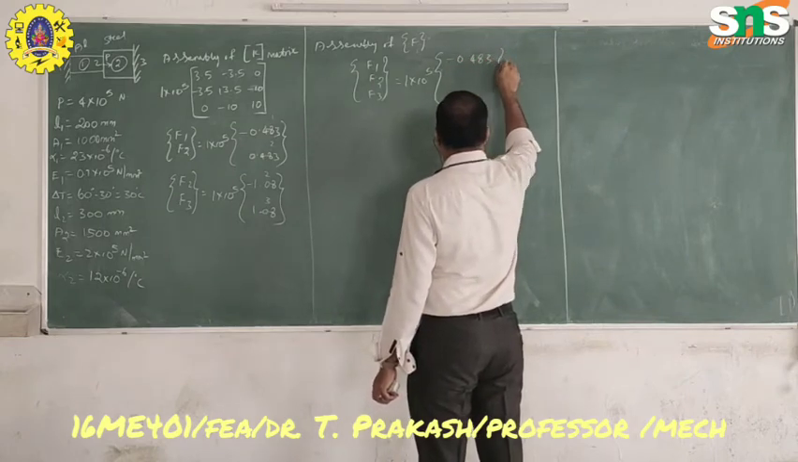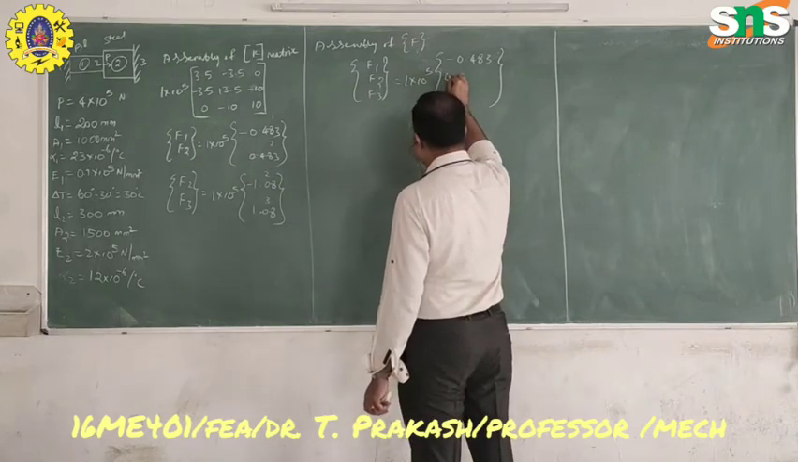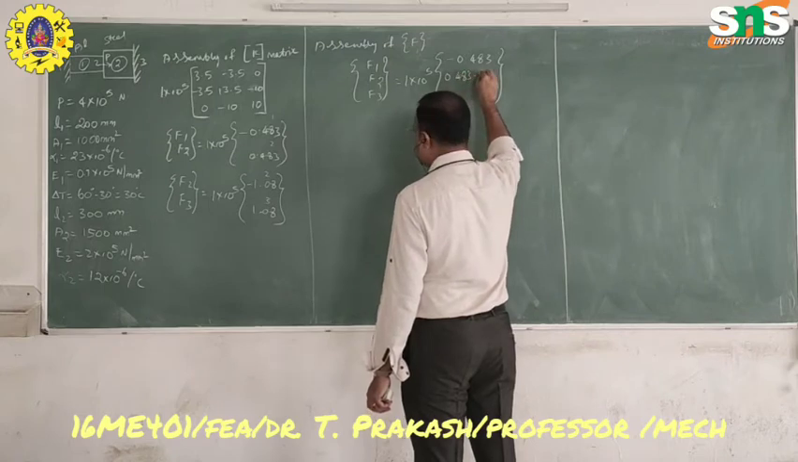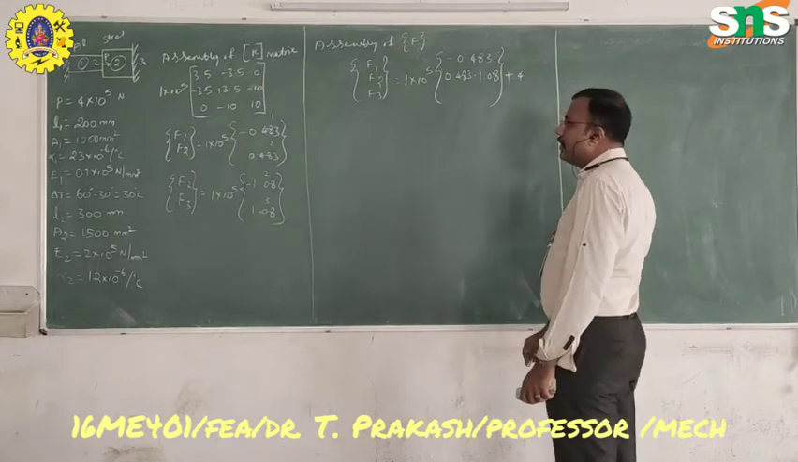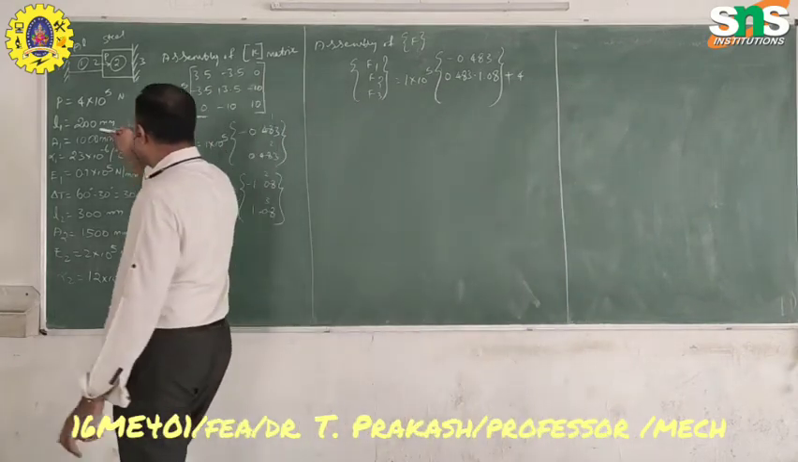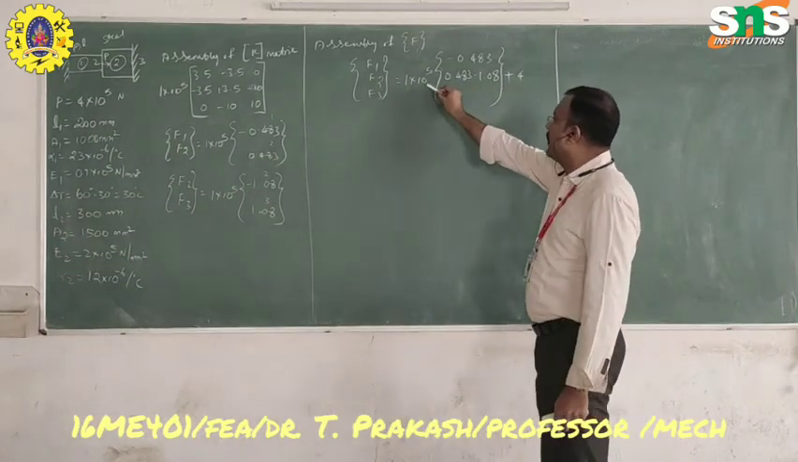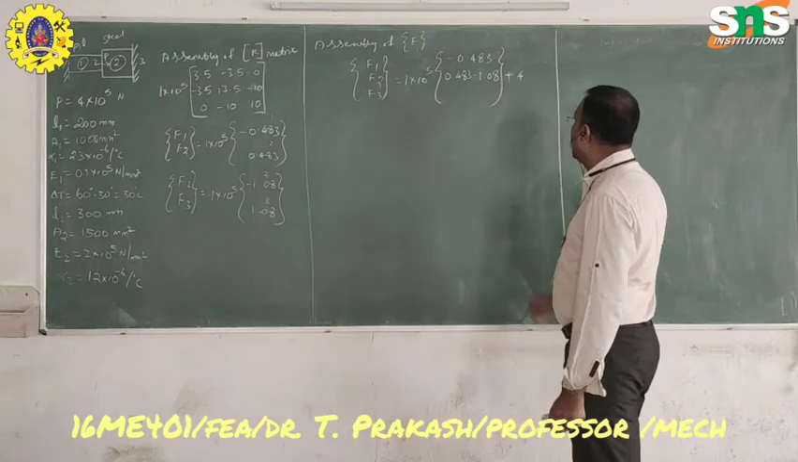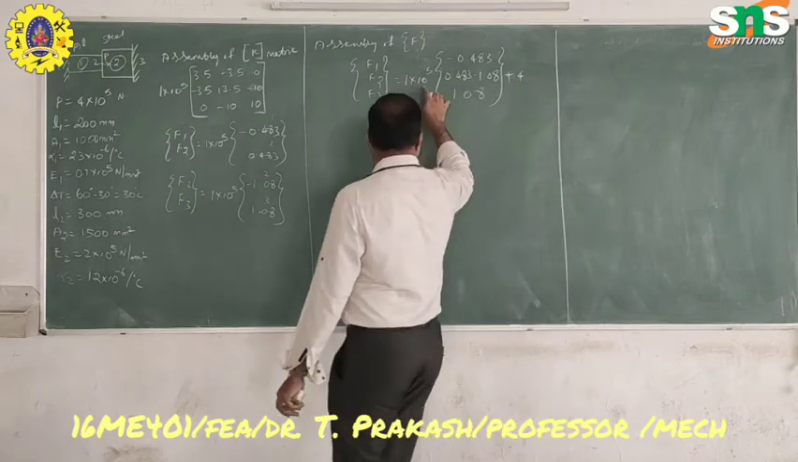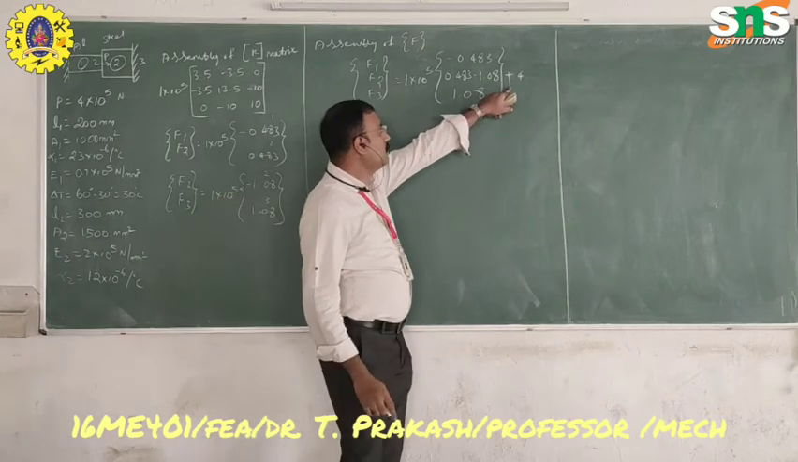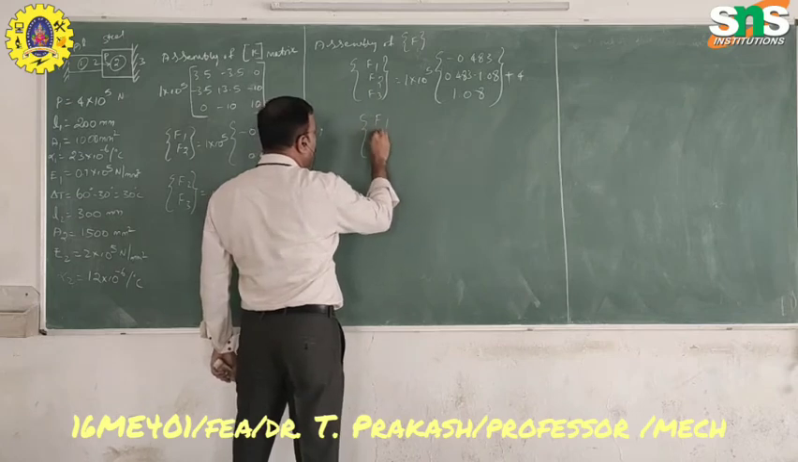At F2, there are two values. Therefore, 0.483 minus 1.08, and also we will add the value of 4 into 10 power 5. 10 power 5 is common there, therefore we directly add the 4 value here, and then the remaining value is 1.08. Now you add this value, plus 4 minus 1.08 plus 0.483, and you get the value of F2.